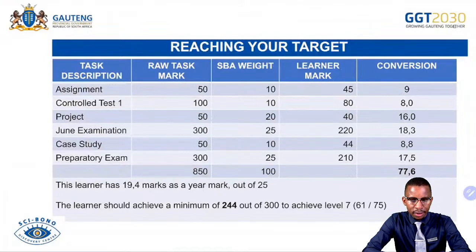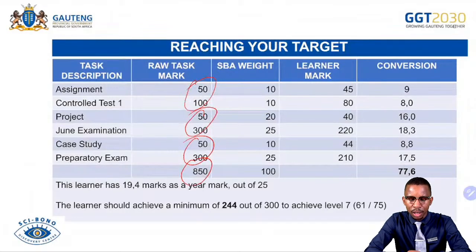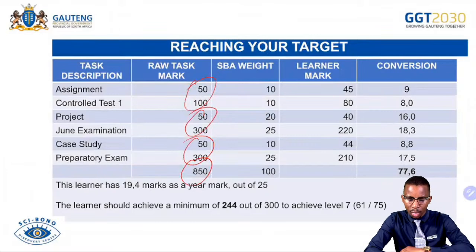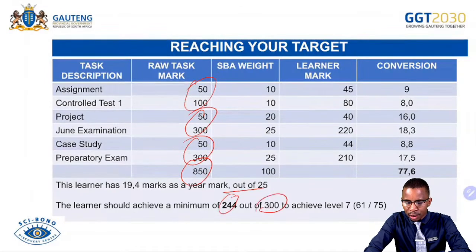And then reaching your target, let's see, you had this again. I've just highlighted where term 1 was this, term 2 was 350, term 3 was 350, and it gives you 850. Then we convert this to 25%. You get your mark out of 25 for the year, and then awaiting is your 75%. Then we move forward. Let's check. This learner has 19.4 marks as a year mark out of 25. The learner should achieve a minimum of 244 out of 300 to achieve level 7.